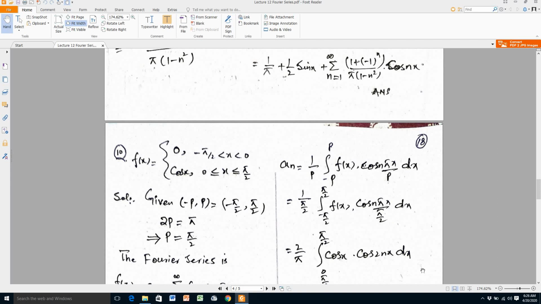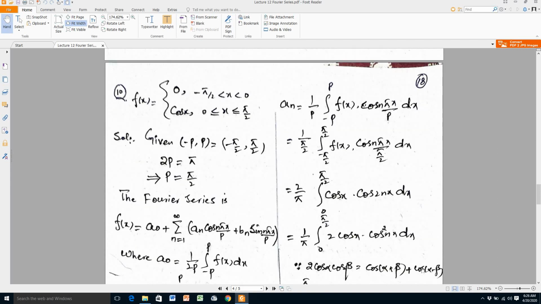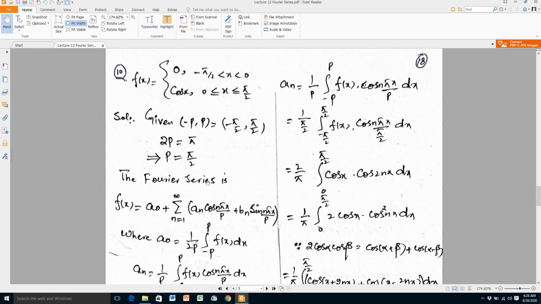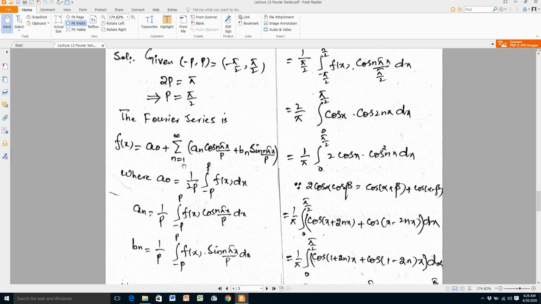Now we move towards question number 10. Here f of x is equal to 0 in the interval from minus pi by 2 to 0, and the value of the function is cos of x in the interval from 0 to pi by 2. So the given interval is minus p to p is equal to minus pi by 2 to pi by 2. So the total length of the interval is 2p is equal to pi, so p is equal to pi by 2.